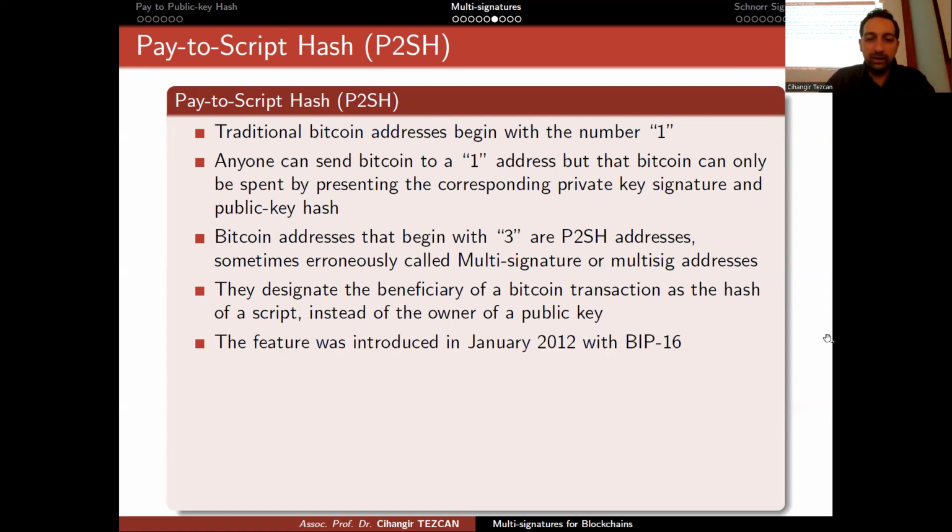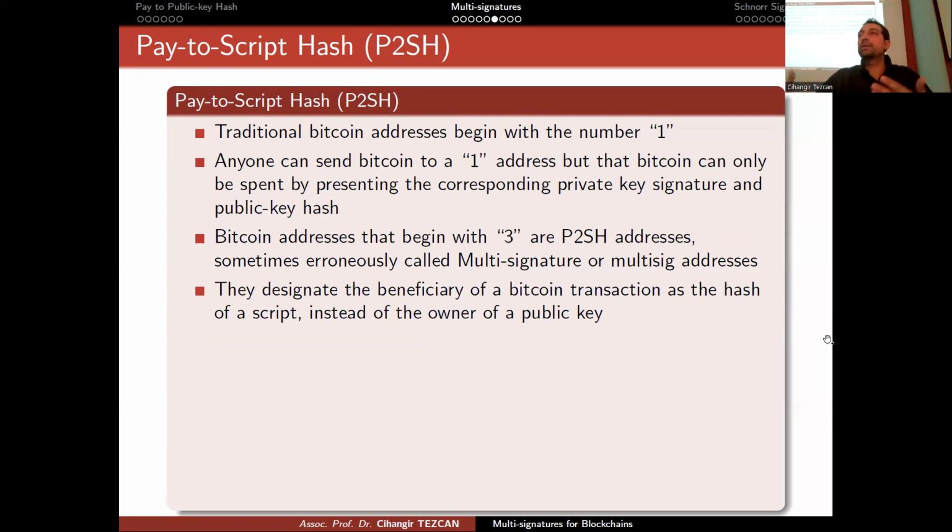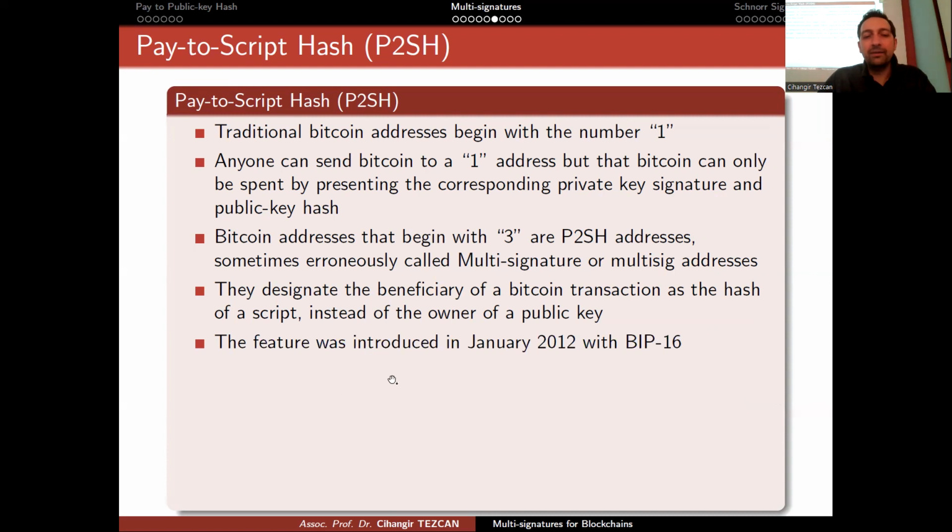So this is the good part. So you can fill the script in any way you want, so that you can actually create very complex transactions. Okay, they designate the beneficiary of a Bitcoin transaction as the hash of a script instead of the owner of a public key. The feature was introduced in January 2012 with BIP 16.